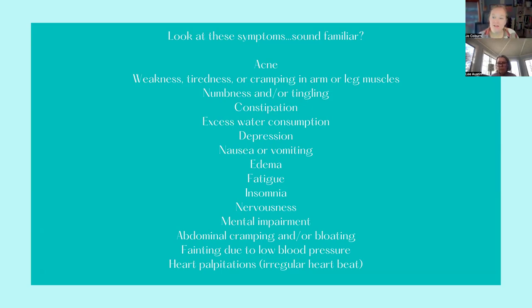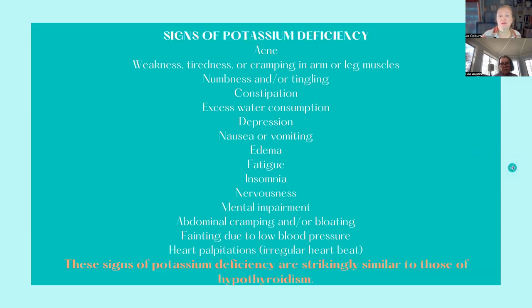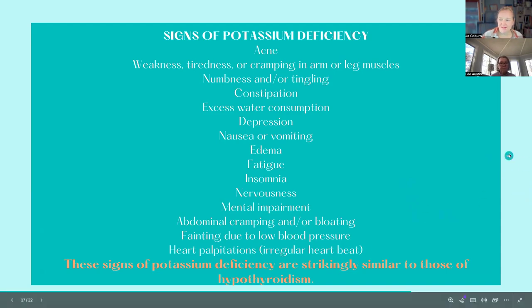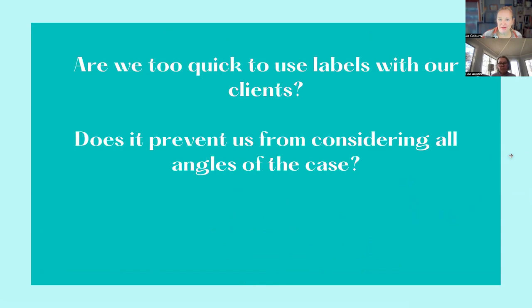So I look at some of these and I think, right, thyroid, adrenal, there's some HPATG axis, serious hormonal stuff. But these are also all signs of potassium deficiency. And they're strikingly similar to those that have hypothyroidism. Maybe they don't all line up, but they rarely all do, right? So it's hard to label things, right?